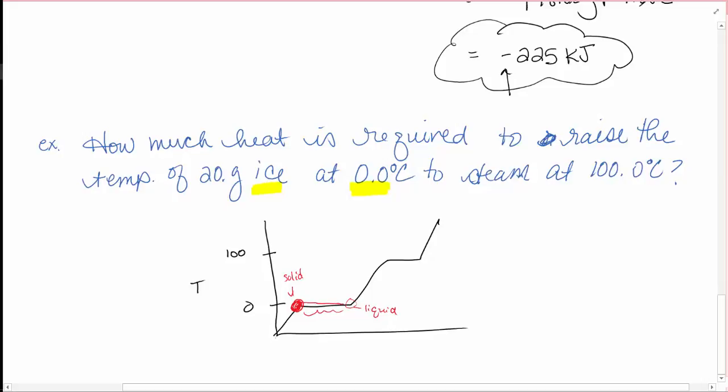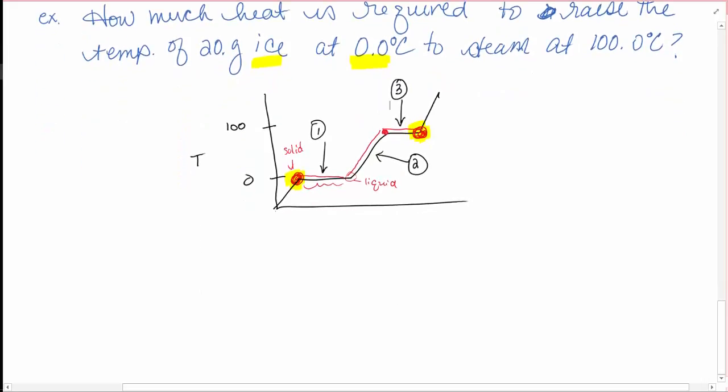So apparently we have to melt it. We have to heat the water, and now this is the liquid part. And then we have to get it to steam at 100. So where we're starting is here. Where we're ending is here. This actually shows me I need 3 steps to answer this question. 1, I need to melt it. 2, I need to raise the temperature. 3, I need to boil it. So that's what we're going to go ahead and do.